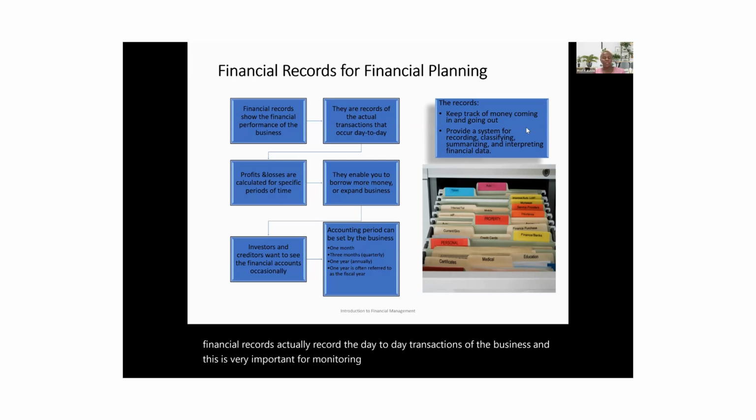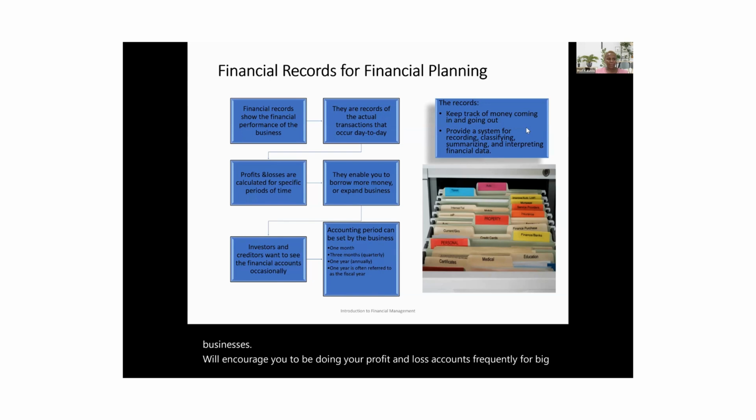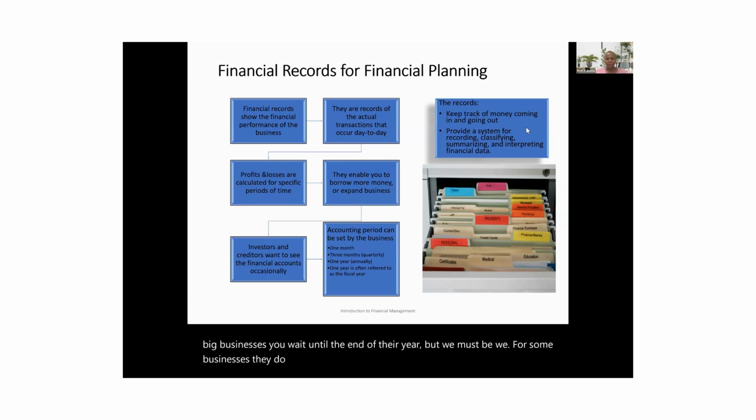Okay, so once you have collected all this information, at the end of a period, you now need to separate the incomes and the expenses and then get the difference between the two and know whether the business has been making a profit or a loss. For small businesses, I will encourage you to be doing your profit and loss accounts frequently. For big businesses, we wait until the end of the year, but some do it quarterly, half yearly, but you must have a frequency. For a small business, you need to do it frequently so that if there are any problems, you correct them.